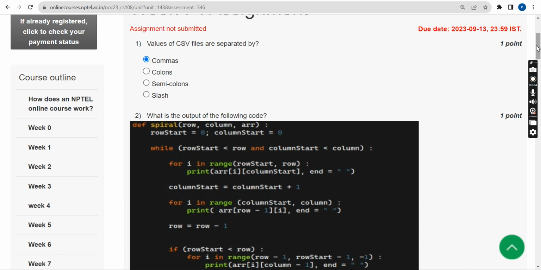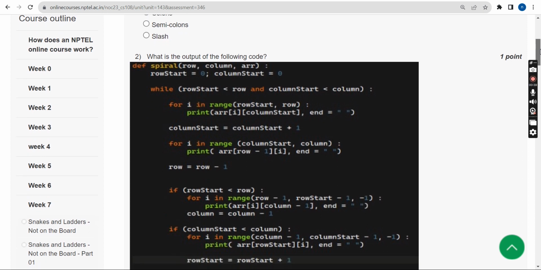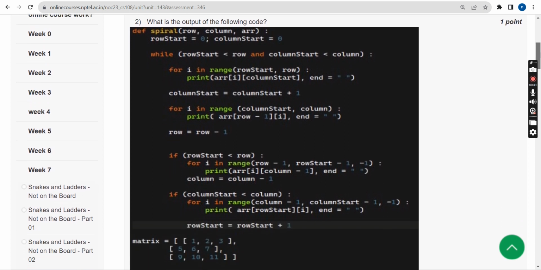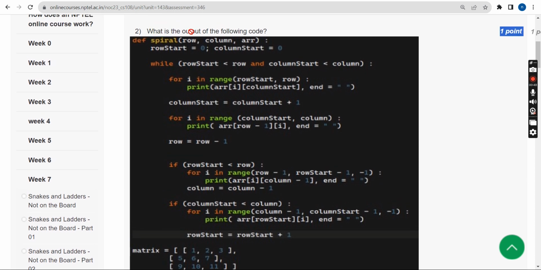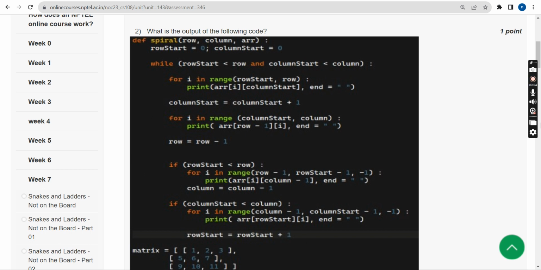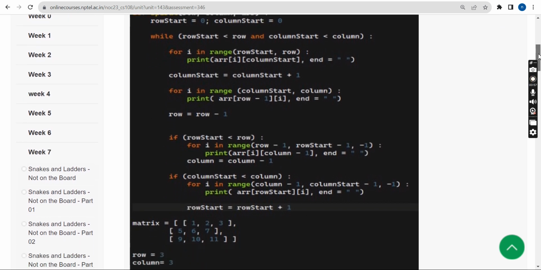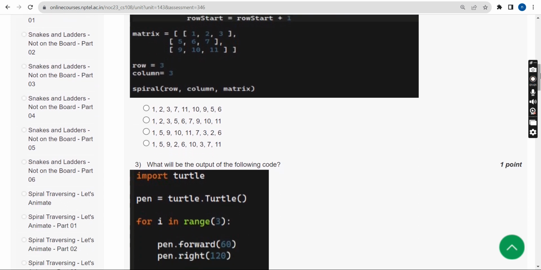Now let's move on to the second question. So second one, what is the output of the following code? They have given a large code, right? So they are asking the output for this. I have done this in my compiler, and when I did this, I got the answer as third option.